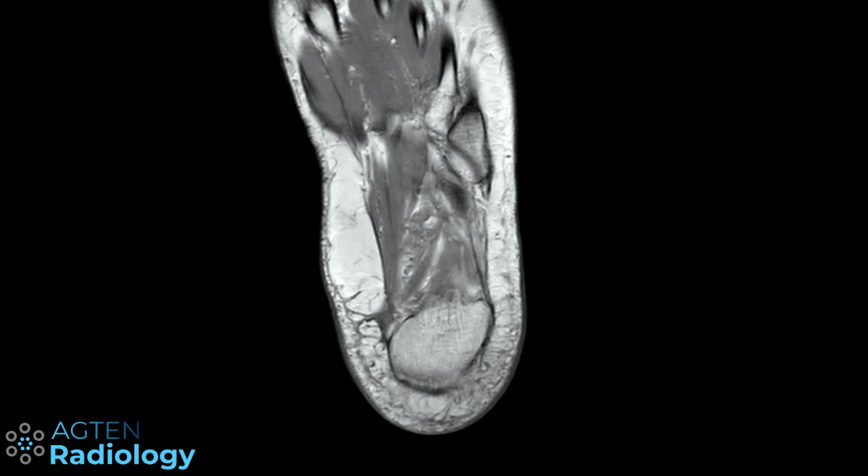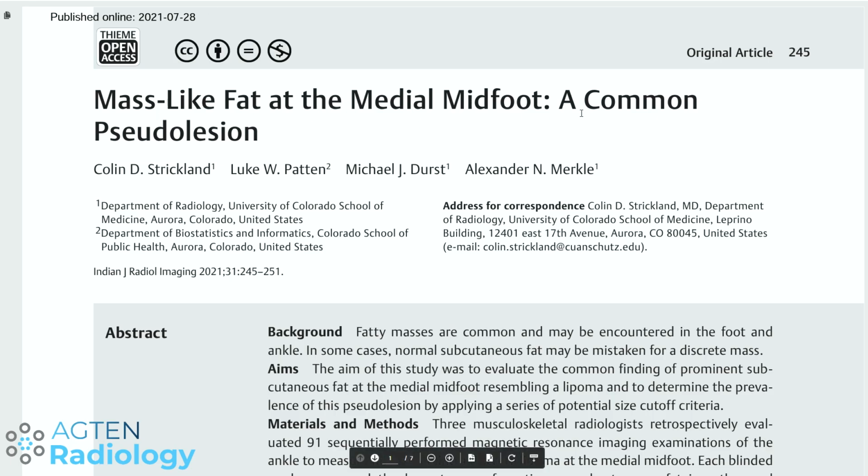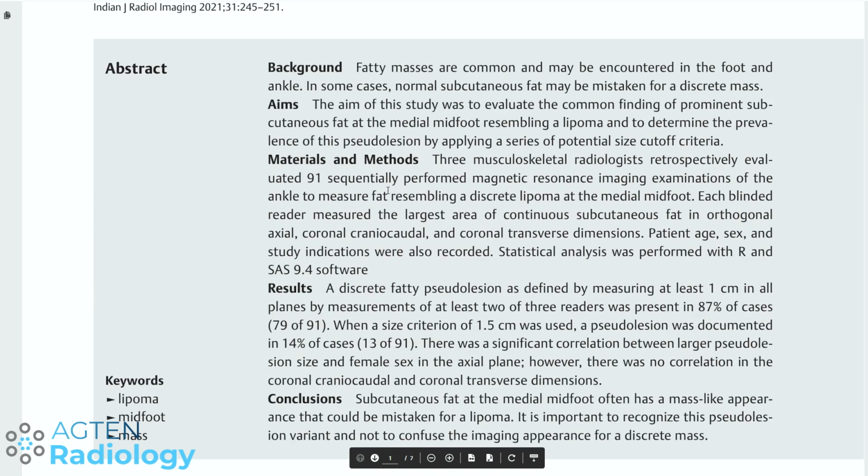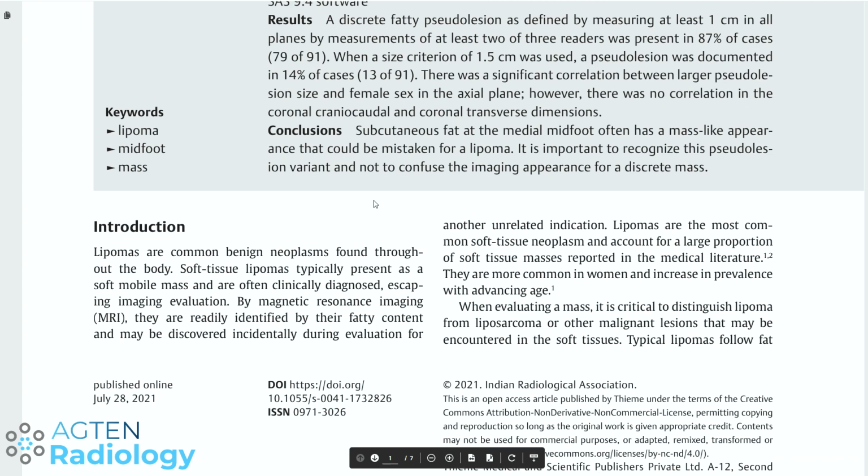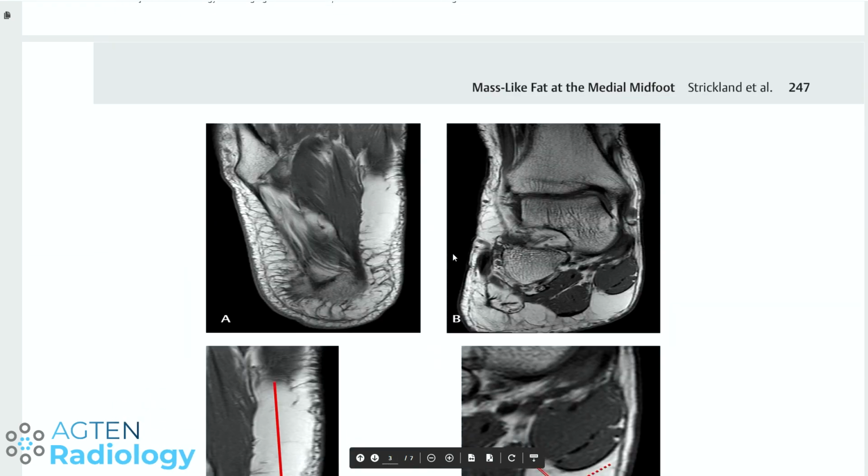And there is even a study that assessed this, and they call it a common pseudolesion, and it's about mass-like fat at the medial midfoot, which is exactly what we have. And this is a newer study from last year. It's not even a year old. And so let's have a look at the images here before we jump into the results.